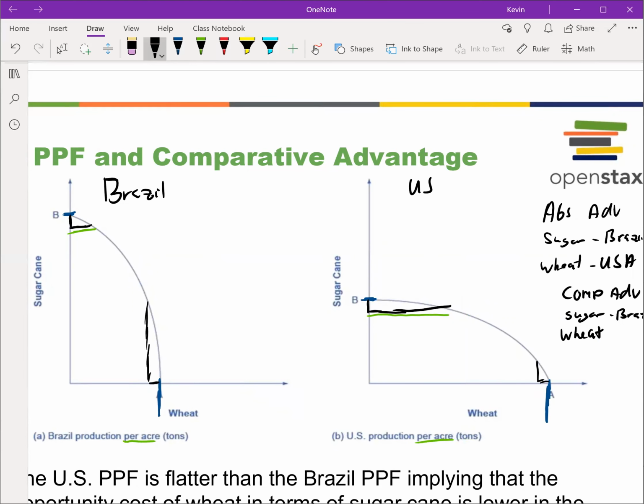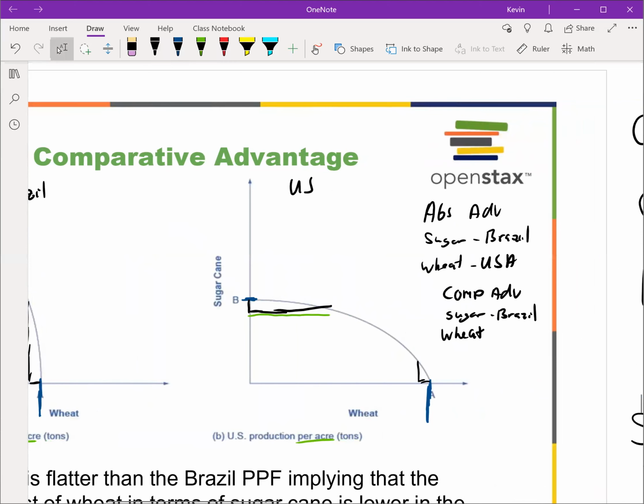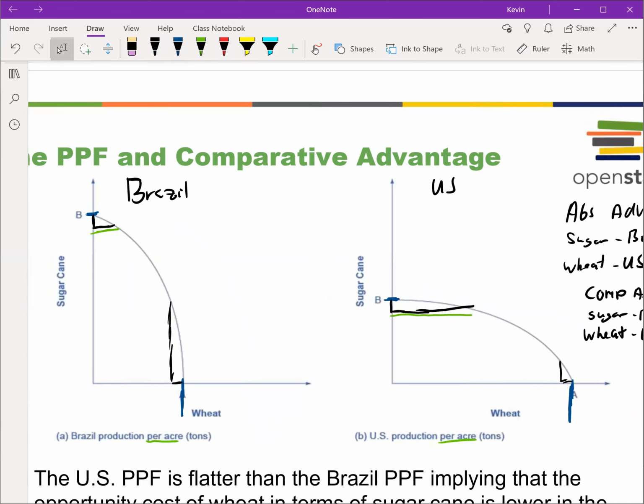Brazil can get a lot of sugar by giving up that 1 unit of wheat, whereas the U.S. gains a relatively small amount of sugar. So the U.S. has a lower opportunity cost. So in this case, the comparative advantage goes to the U.S. for wheat. So that's graphically what's going on.